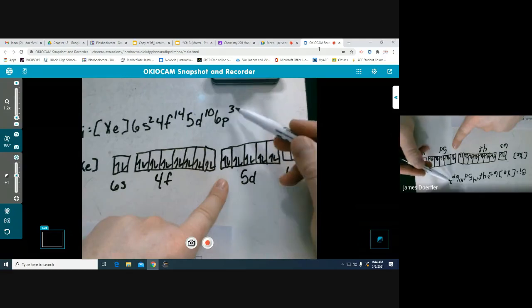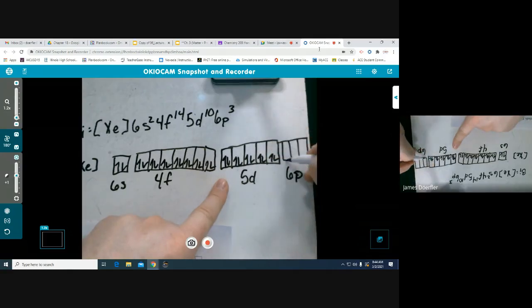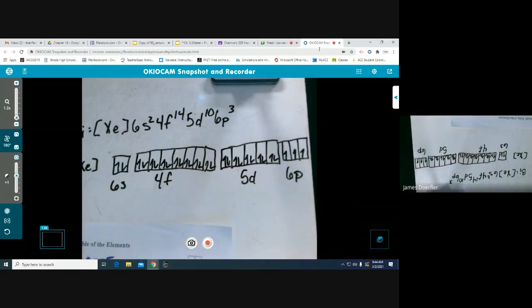And lastly, my 6P has 3. So again, everyone has to get one first. I've now used all of them. How many unpaired electrons do you have? You have 3 unpaired electrons right here.